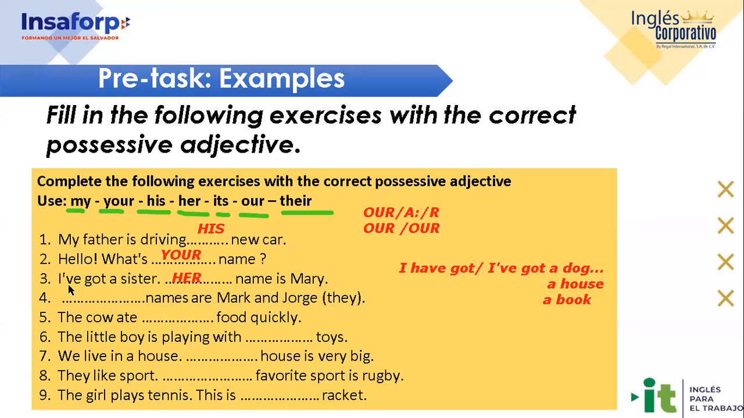So now we can continue. Number four. What do you have for number four? Activate your microphones. Voy a activar los micrófonos. Número uno. Their names are Mark and George. Excellent. Good job. The cow ate. La vaca comió. It's full quickly. Okay. Entonces, recuerden, acaban haciendo la relación con el sujeto. Estoy hablando de la vaca, entonces el possessive para la vaca es its, right?